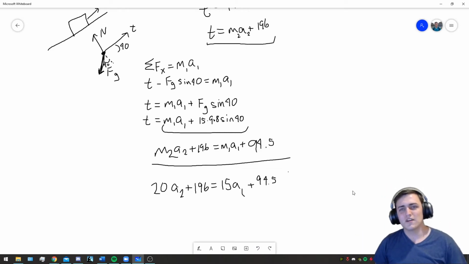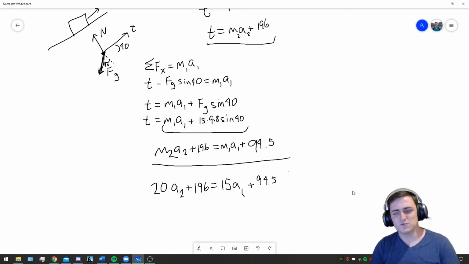But that's two variables, and we can't solve it with one equation. We need a new second equation. And that's what's going to help us sort of unlock this problem, right?